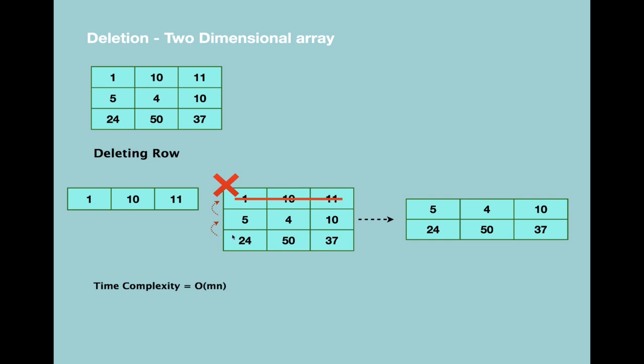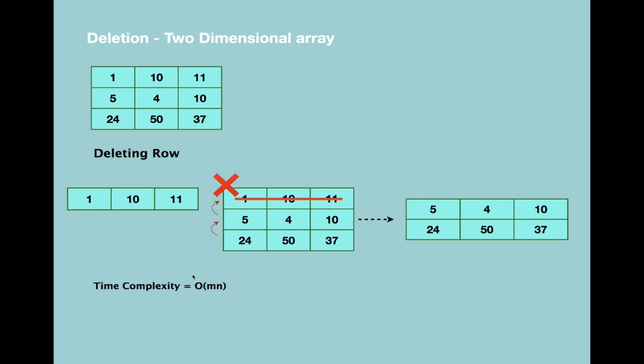Because if we have n elements in a row and m rows, we have to move these elements m steps to the top. That's why the time complexity is O(mn). Once again, if the row number and the column number are the same, then we will have quadratic time complexity. Now let's see how this works in practice.